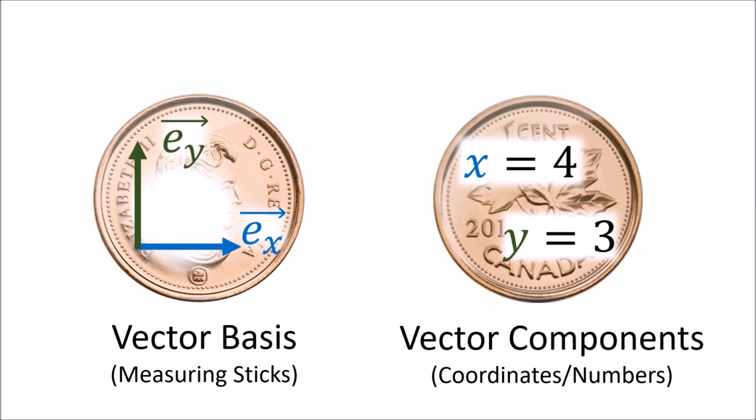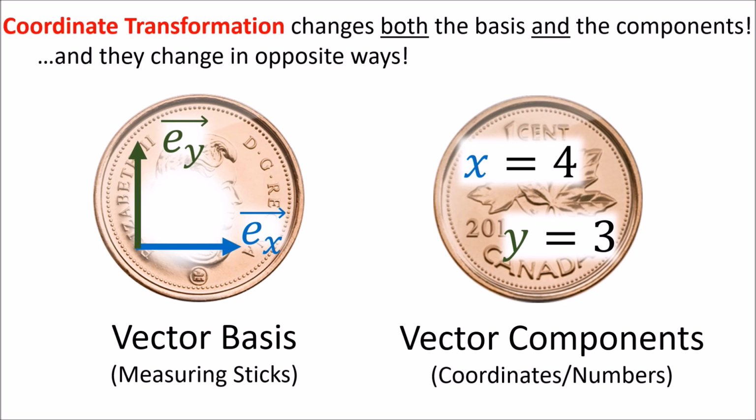It's very important to remember to think of basis vectors and vector components together, because when we change coordinates, we'll see that both the basis vectors and the vector components change, and also that they change in opposite ways.